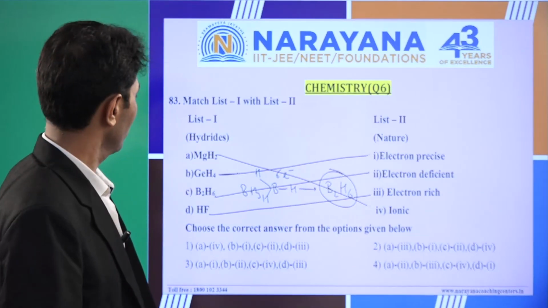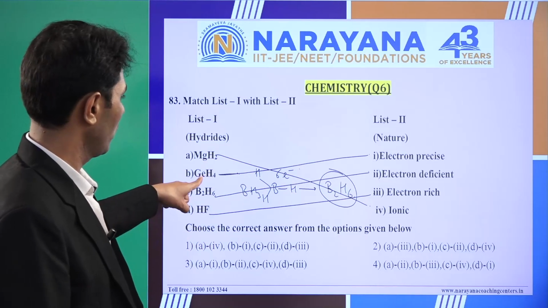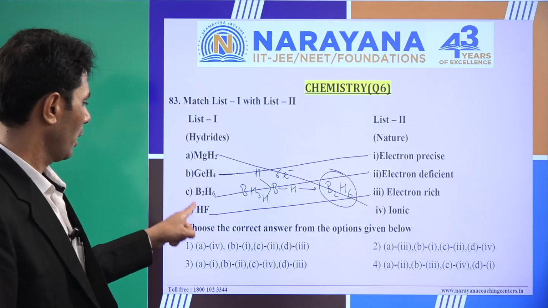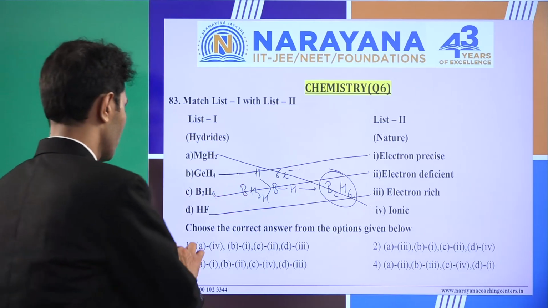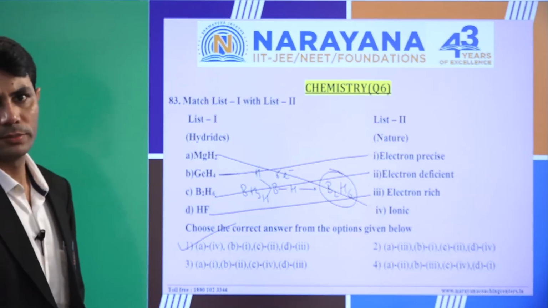So which one is the correct match? A with 4. B is 1. C with second. And D is with third. It means option 1 is correct. Right? Option 1 is correct.